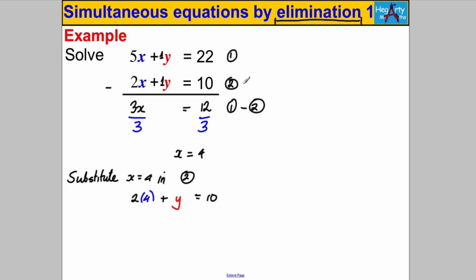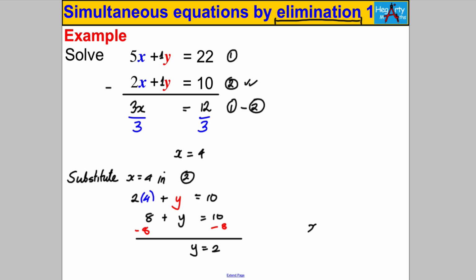Can you see I've just rewritten equation 2 but with 4 stuck in or substituted for x. Now I can work it out. That's 8 plus y is equal to 10. To find y, I'm going to subtract 8 from both sides here, and I'm going to get myself positive y, which we just write as y is equal to 2. And yes, that was the hat. The hat cost £2, we got it.